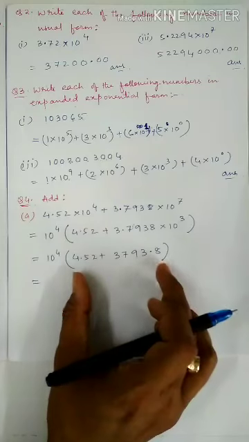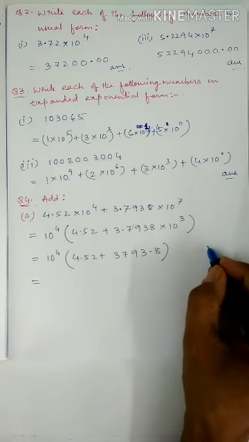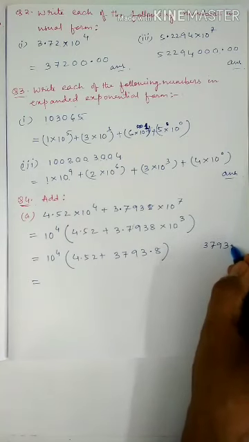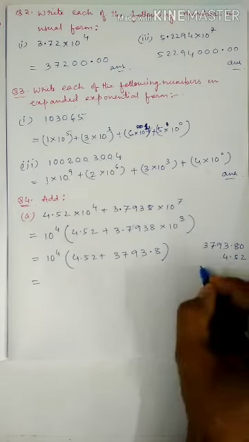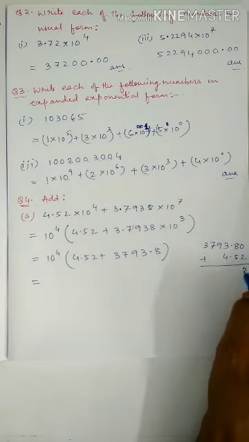Now we will add these two numbers. Okay, so we'll do it in rough. 3793.80 and 4.52.